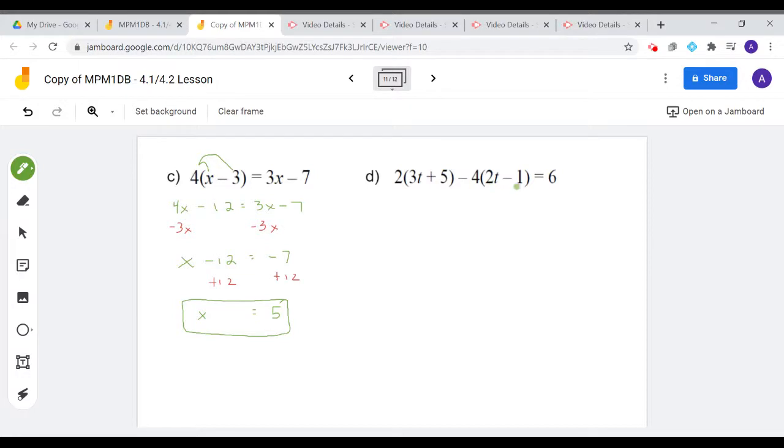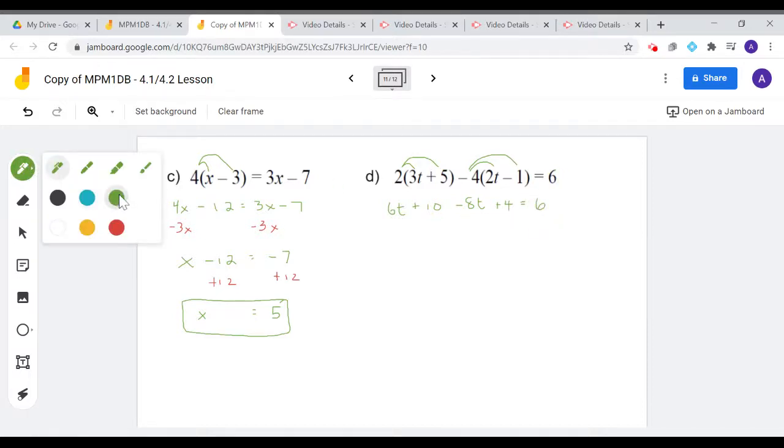This one's a little more challenging because we do have 2 brackets that we need to work with. So for example, D, we need to first multiply 2 times 3t. That gives me 6t. And multiply the 2 times 3 and keep the t. And multiply 2 times 5 to get 10. Then I multiply -4 times 2t to get -8t. And -4 times -1 to give me +4. On the right-hand side, I just have 6.